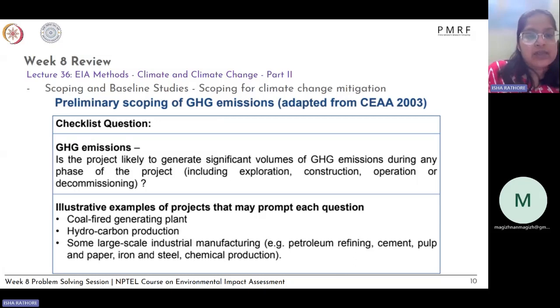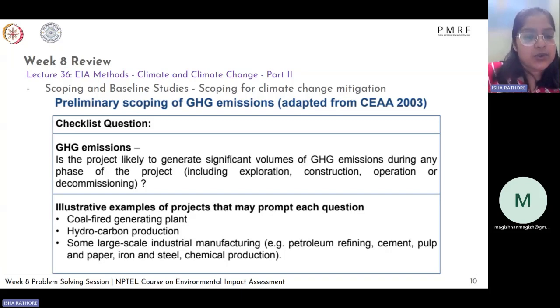For scoping and baseline studies, we further look at the preliminary scoping of greenhouse gas emissions. We have adapted this from the CAAA 2003. We have certain questions, and under each question we also discuss examples that these projects can prompt. For example, when you have a proposal, you can ask: is this project likely to generate significant volumes of greenhouse gas emissions during any phase of the project? It could be including the exploration, construction, operation, or decommissioning.